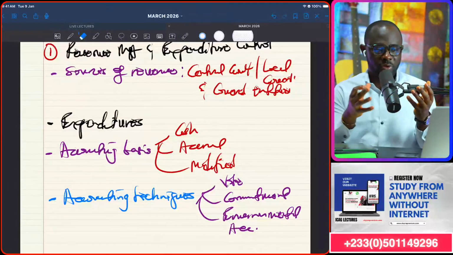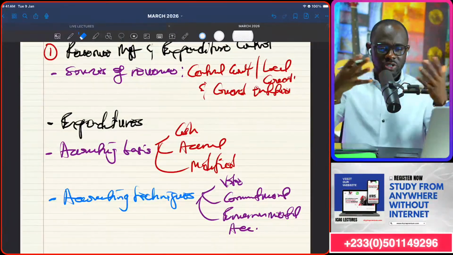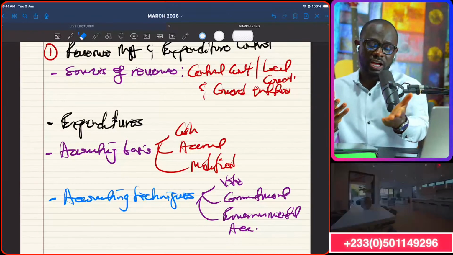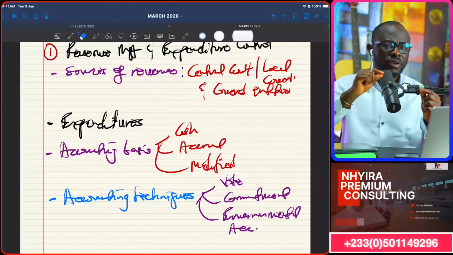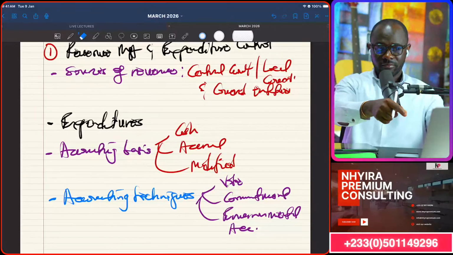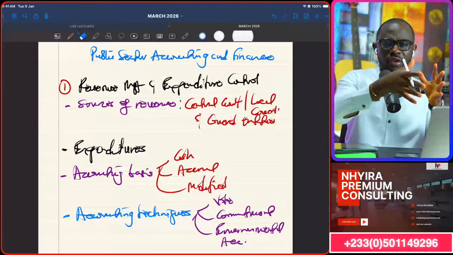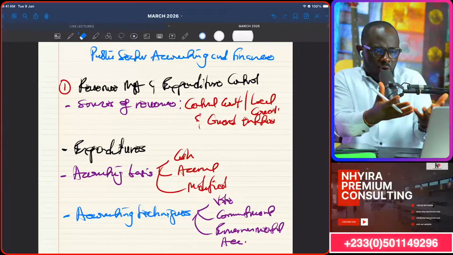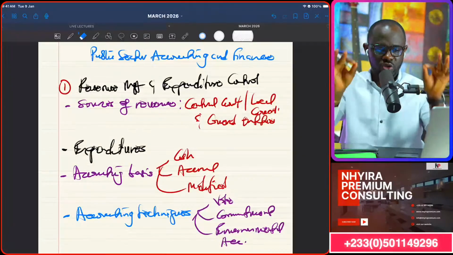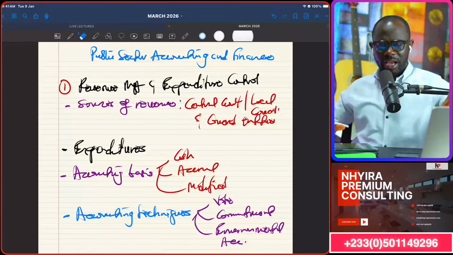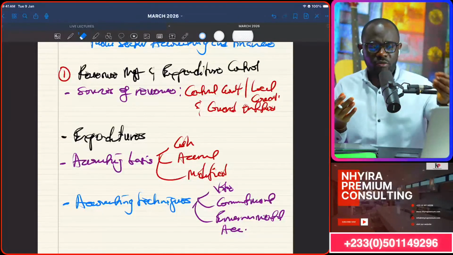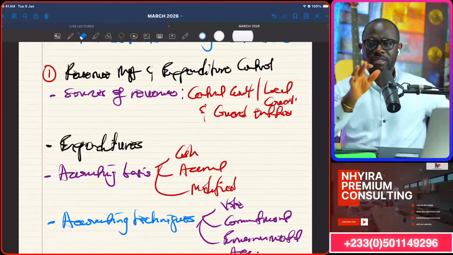And that is also important because when it comes to the way the methodologies or techniques used in the preparation of financial statements, we're going to be using the accounting techniques. When it comes to how revenue and expenditure is recognized, you will use the accounting basis. So when you are doing the topic revenue management and expenditure control, you are going to come into this place naturally if you understand what you are doing very well. So that is a key issue that you must understand. Revenue management and expenditure control.